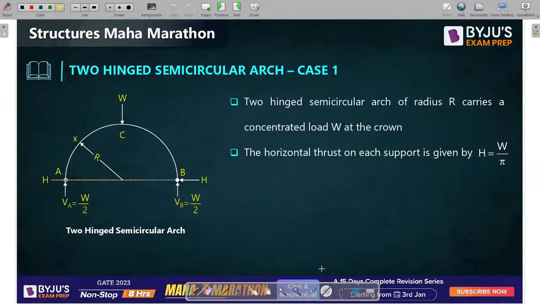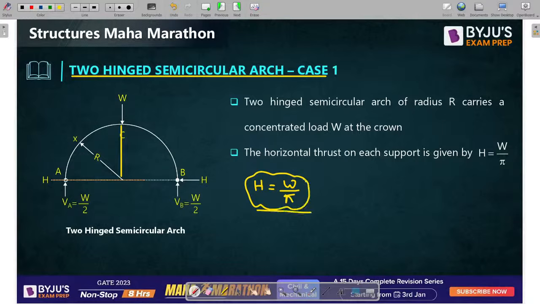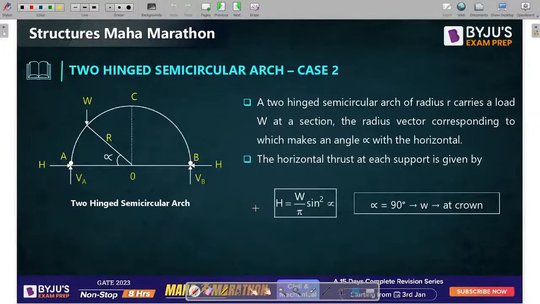Okay. Now you can see, guys, this is basically our two-hinge semicircular arch. If a point load is placed exactly at the midspan, then what should be the value of horizontal thrust? This is two-hinge, not a three-hinge. For two-hinge condition, the horizontal thrust value is equal to W by pi. Please remember this, guys. They have asked one question related to this concept. Okay, W by pi. But let us suppose, guys, if a two-hinge arch is there, let me write the formula first.